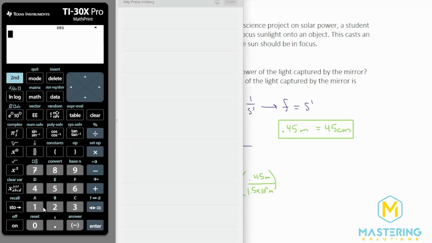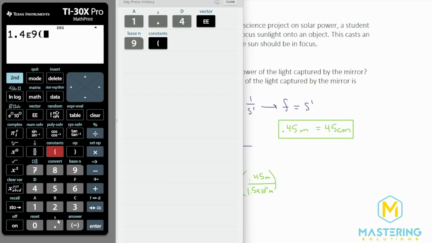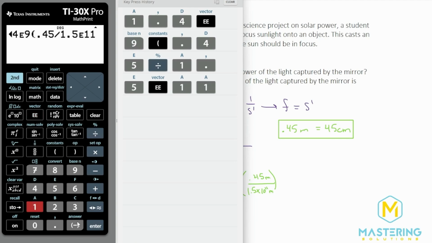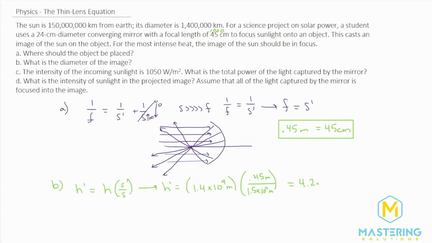So that will give us 1.4 times 10 to the 9, multiplied by 0.45 meters divided by 1.5 times 10 to the 11. So the height of the image in meters is 1, 2, 3. So we'll say 4.2 millimeters. So that is the answer for part B of the diameter of the image, which is the same as the height.